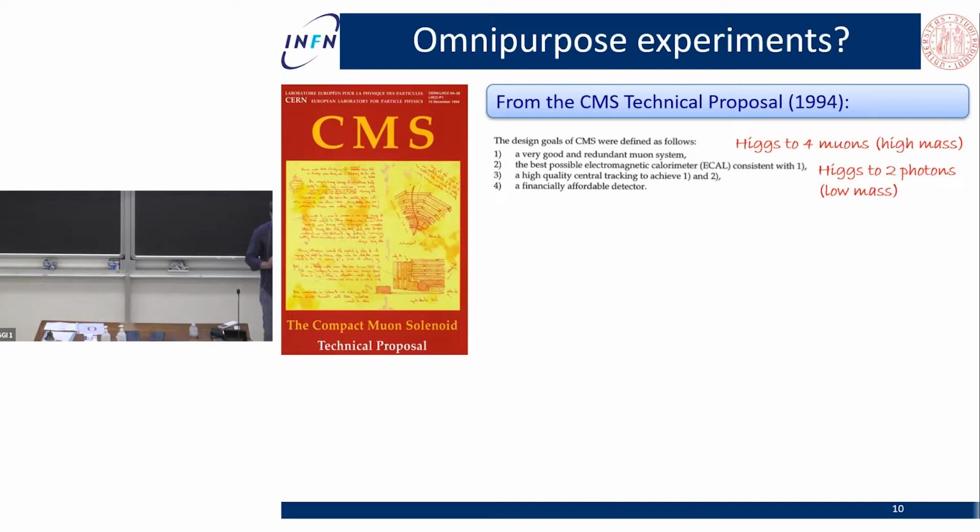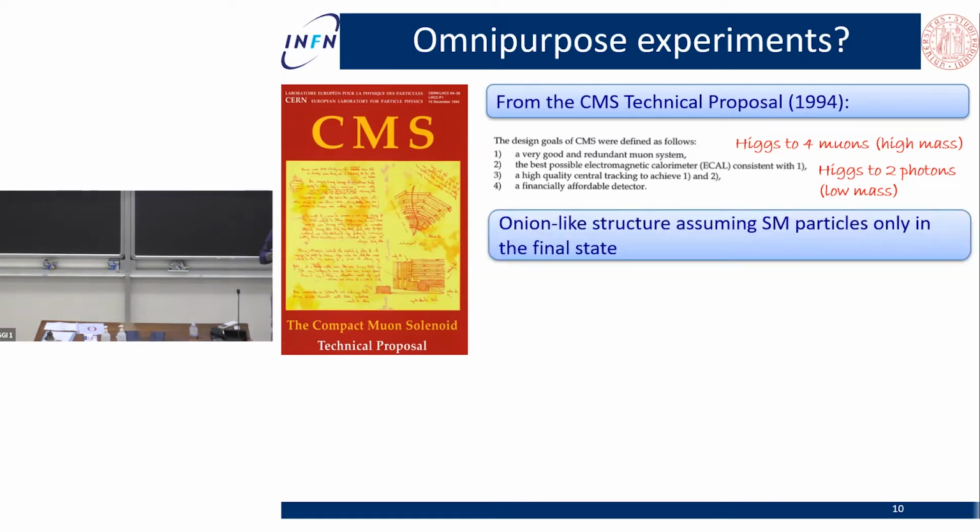So you can clearly see there that omni-purpose is not exactly right. The design of the experiment was decided on the basis of a well-defined goal, which is to find the Higgs boson in its main decay channels: H to 4 leptons for the high mass Higgs hypothesis, H to 2 photons in the low mass hypothesis. So everything was designed in order to achieve those goals. As usual, CMS is made with this onion-like structure, and the assumption there is that whatever is produced by the LHC in the final state has standard model particles.